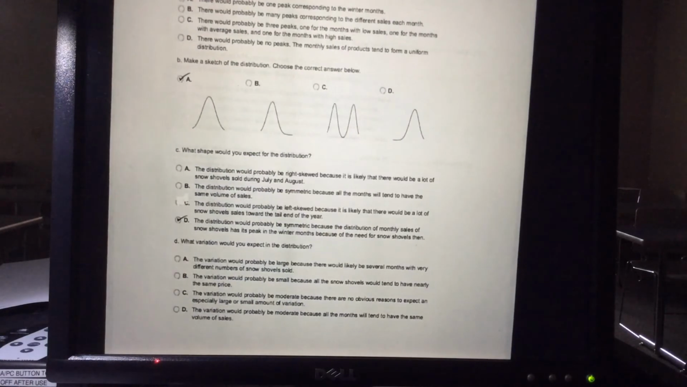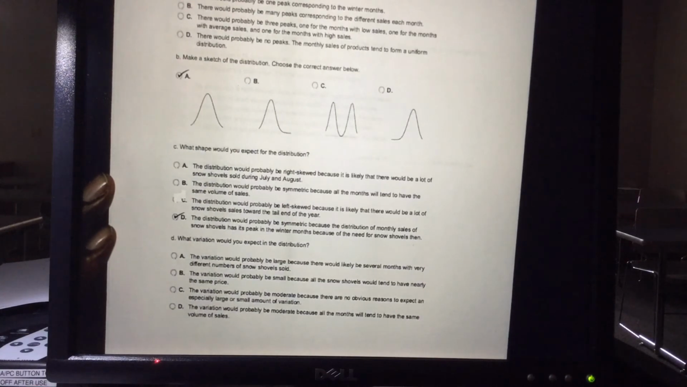The one that I selected is the distribution will probably be symmetric because the distribution of monthly sales of snow shovels has its peak in the winter months because of the need for snow shovels then. So during the peak in the winter months, it would be expected to be symmetric or normal.